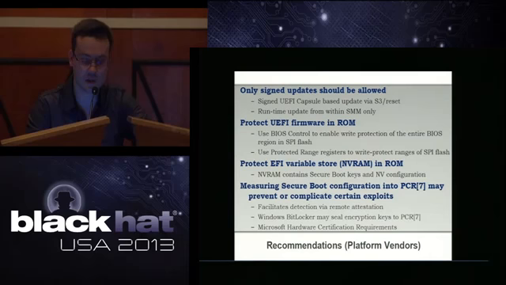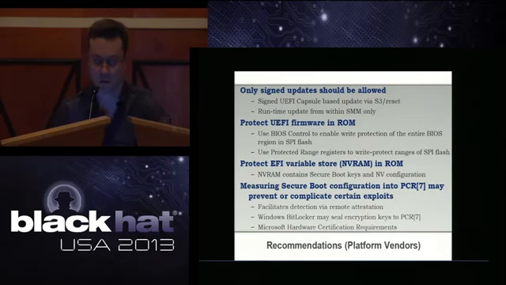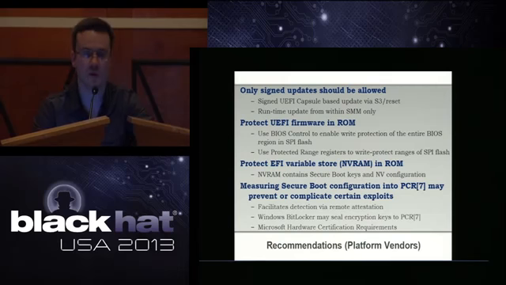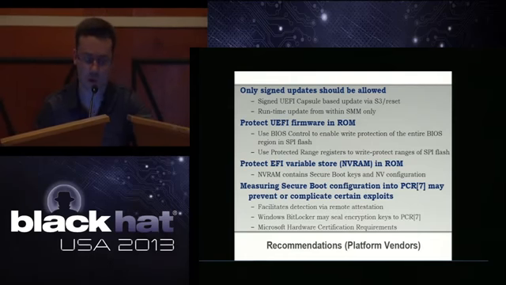And that includes not just the firmware, but also the UEFI variable NVRAM store in the ROM. Also, measuring secure boot configuration into PCR7 may prevent or complicate some of the exploit. For example, it can facilitate the detection of the exploit via remote attestation, or Windows BitLocker can seal the encryption keys to the PCR7. And so if you have an exploit modifying configuration, then BitLocker wouldn't unseal the encryption key. And that actually is recommended by Microsoft in their hardware certification requirements.